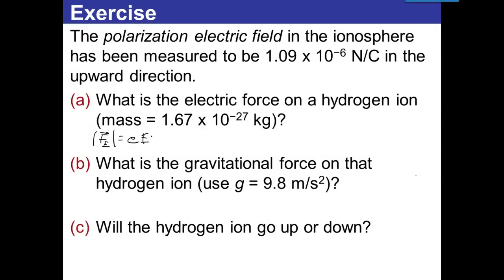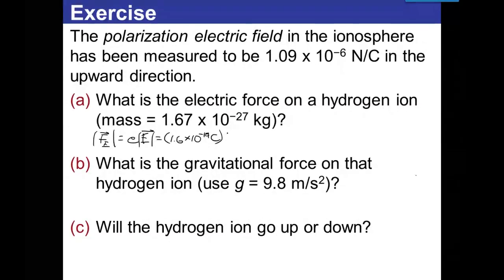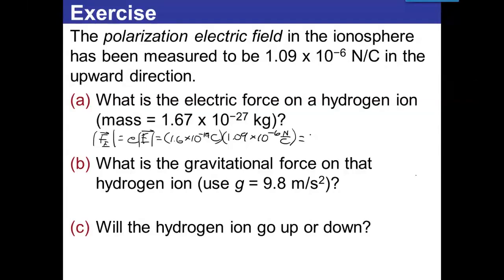So that's going to be equal to 1.6 times 10 to the negative 19 coulombs. That's our fundamental unit of charge. Again, that's on the equation sheet as well. And multiply that times our value here, 1.09 times 10 to the negative 6th newtons per coulomb, right? And you can plug that in a calculator. I got 1.74 times 10 to the negative 25 newtons, okay?